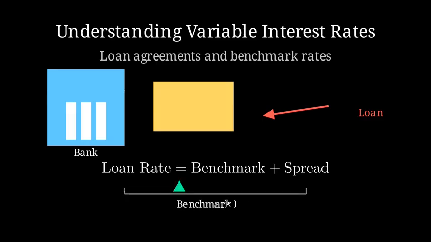Here is a simple visual of the benchmark rate. Imagine the benchmark as a slider. If the benchmark rises, the loan rate rises. If the benchmark falls, the loan rate falls. This is why it is called a variable rate.